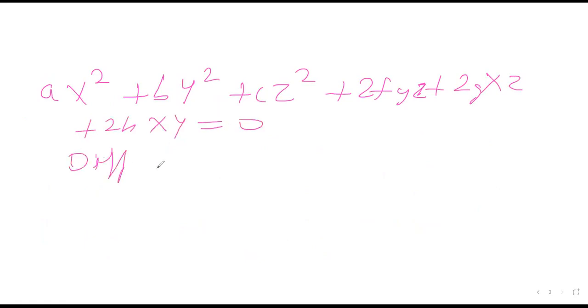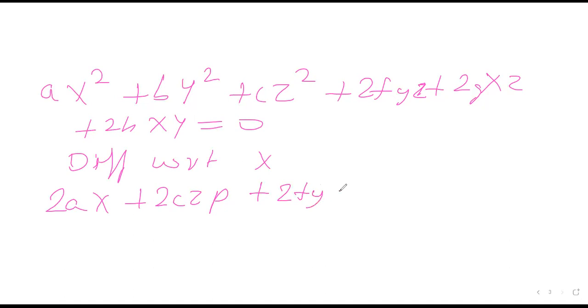Now differentiate with respect to capital X. I will get 2aX, this will become 0. Then 2cZ into p, that is del z by del x, plus 2fY into p plus 2gZ plus 2gX into p, right?